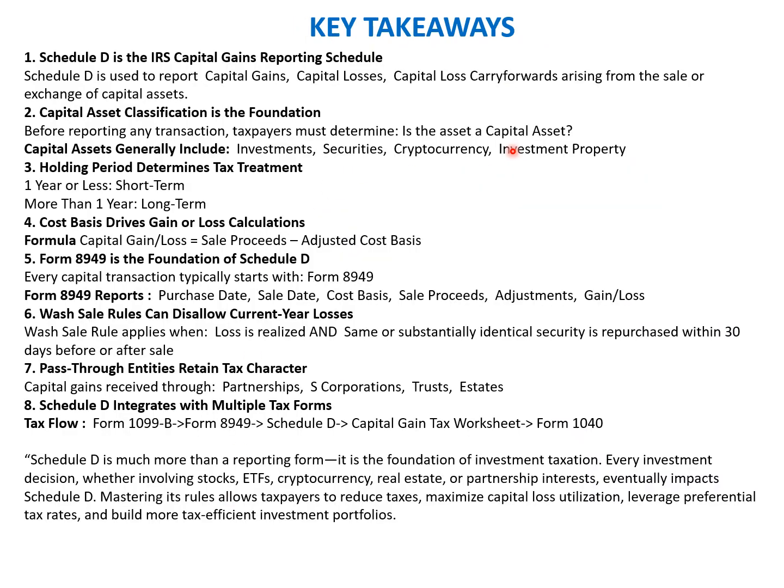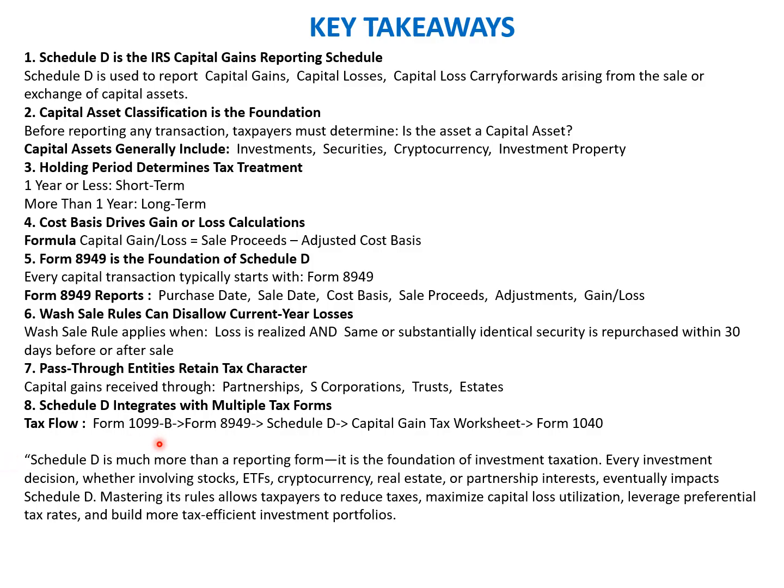Okay, now we look at the key takeaways slide. Schedule D is the IRS capital gain reporting schedule. It is used to report capital gains, losses, and the carry forward of losses. The foundation is that before reporting, the taxpayer must determine that the asset is a capital asset, and then the capital asset has to be either long term or short term. An important point is that cost basis should be derived very accurately, and we also need to ensure that Form 8949 is the form that is the foundation of Schedule D. Wash-sale rules can disallow certain losses, and pass-through entities retain the tax character, such as capital gain receipts for partnerships, corporations, and trusts.